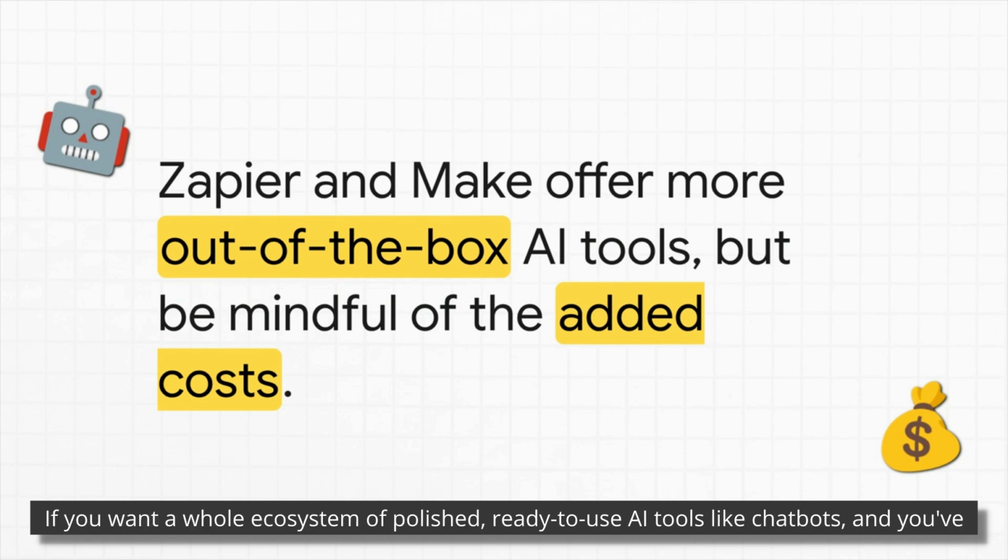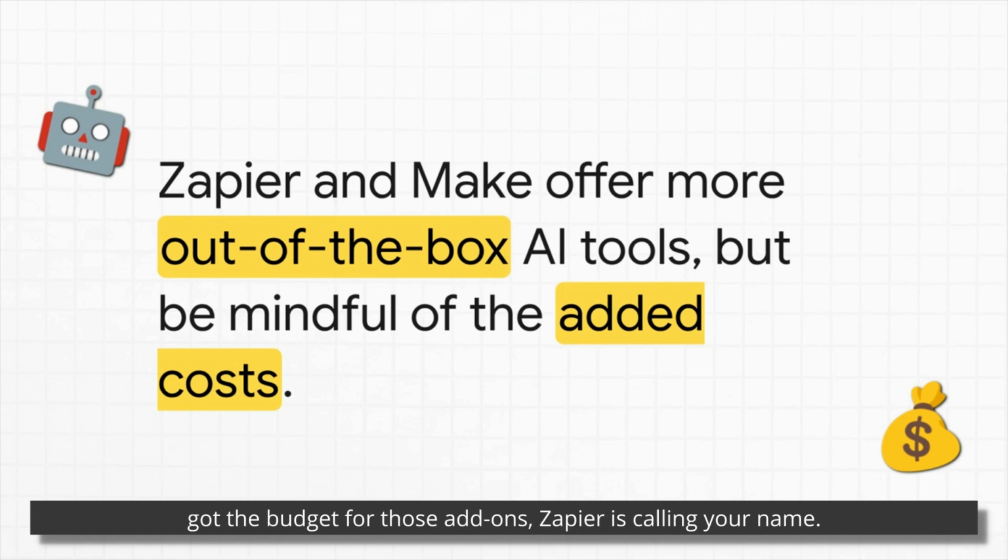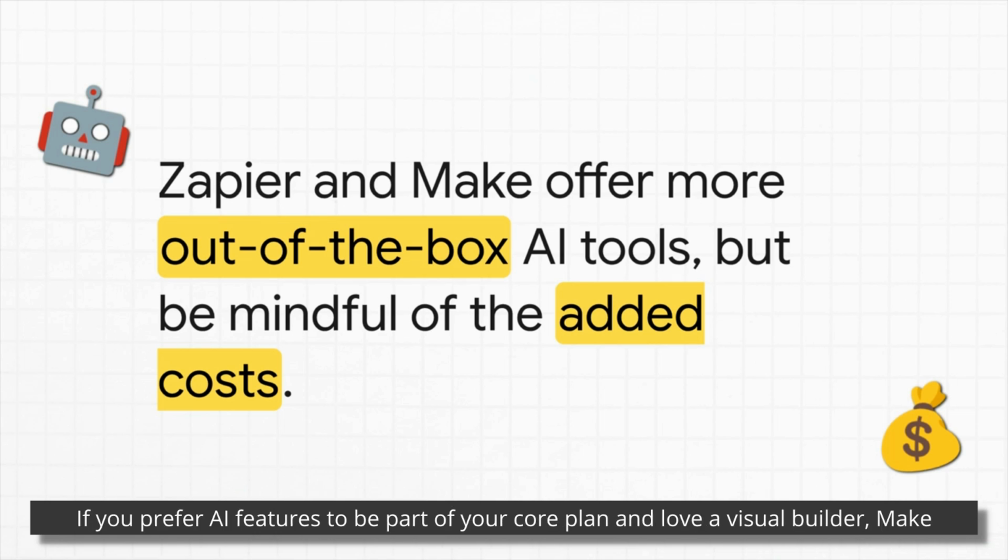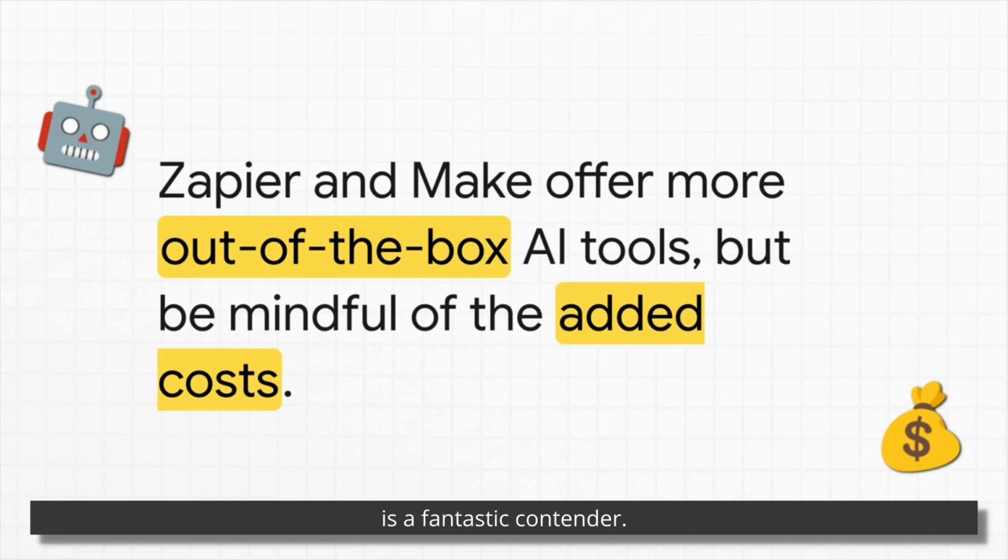If you want a whole ecosystem of polished, ready-to-use AI tools like chatbots, and you've got the budget for those add-ons, Zapier is calling your name. If you prefer AI features to be part of your core plan and love a visual builder, Make is a fantastic contender. Either way, you've just got to be aware of those potential extra costs.